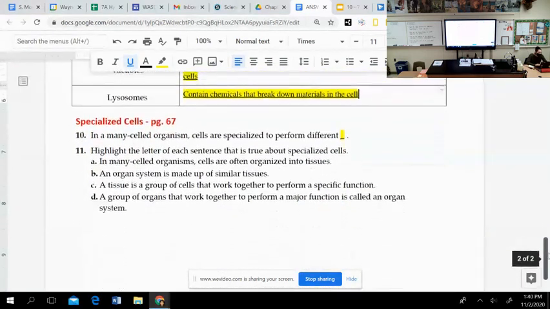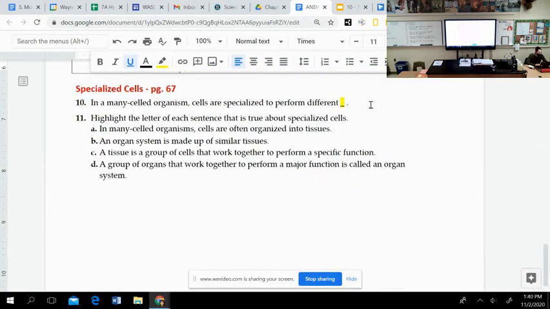Okay, after that, we move on to our last section of specialized cells. So in a many-celled organism, cells are specialized to perform different what? Functions. Okay? There's different tasks and functions and jobs that those cells have to perform. Then our last question, you are highlighting the sentence that is true about specialized cells. So what statements are true?